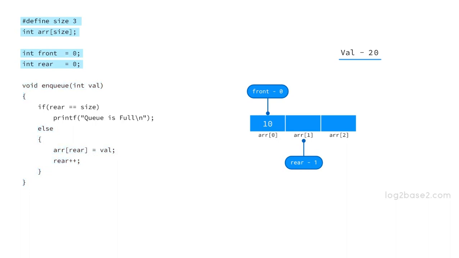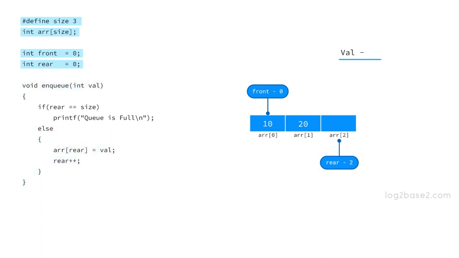Now let us insert another element 20 into the queue. So we call the function enqueue with val equal to 20. And first we check if queue is full, but it is not since rear equal to 1 and size equal to 3. So we go to the else part and 20 is added at rear and increment rear. So rear becomes 2 now.